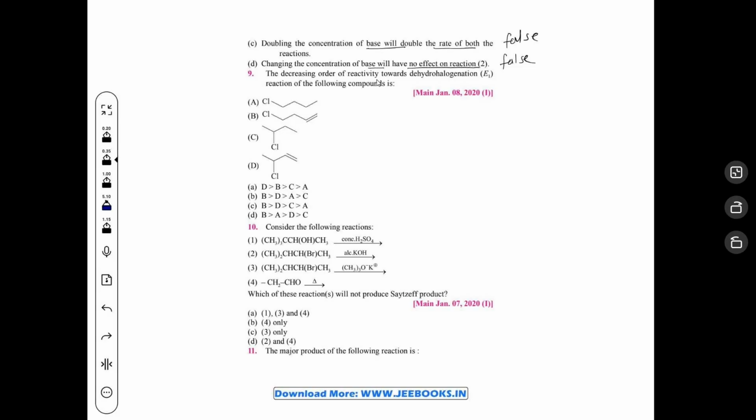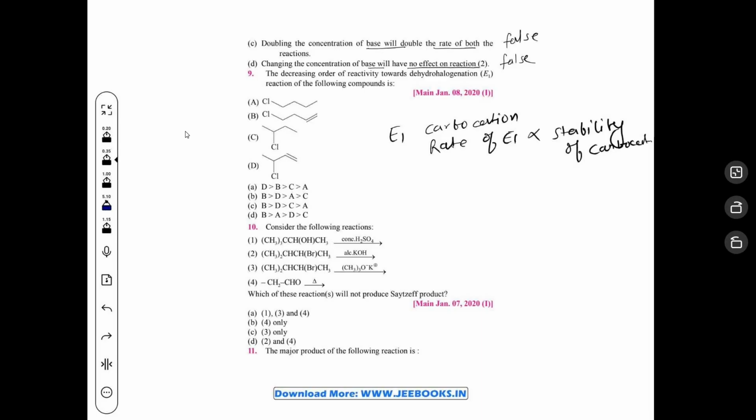The decreasing order of reactivity towards dehydrohalogenation following E1 mechanism for the following compounds. So we know that E1 reaction follows carbocation pathway. Therefore, the rate of E1 reaction is directly proportional to the stability of carbocation. So we have to see which carbocation is more stable. So let's start from here.